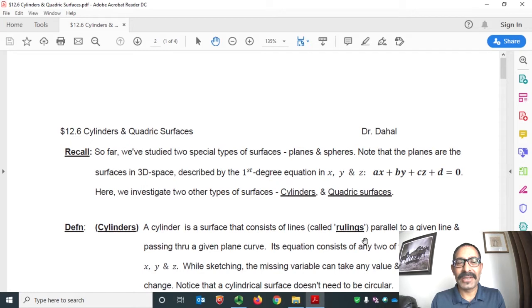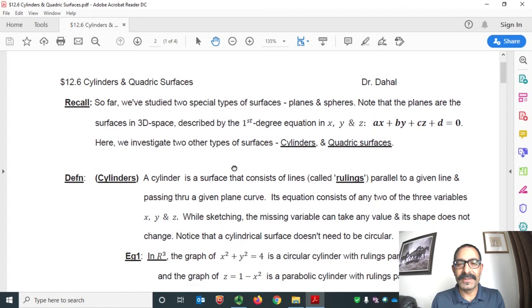In today's class we are covering cylinders and quadric surfaces. Let me start the class right away. So far we have studied two special types of surfaces, planes and spheres. Note that the planes are the surface in 3D described by the first degree equations ax plus by plus cz plus d equals 0. Here we investigate two other types of surfaces, cylinders and quadric surfaces. First, let me start with the cylinders.